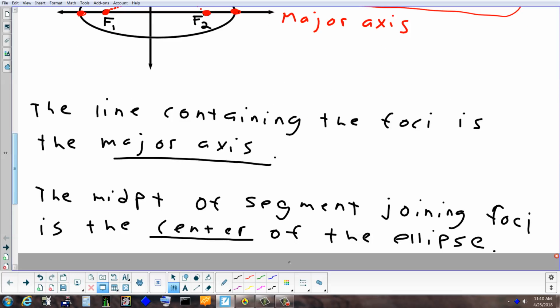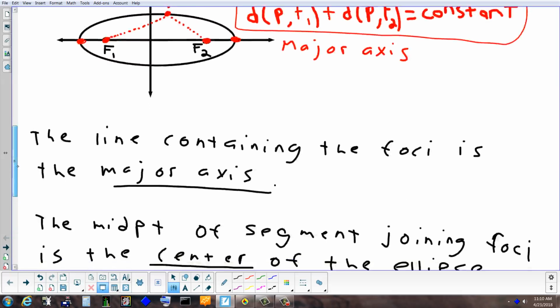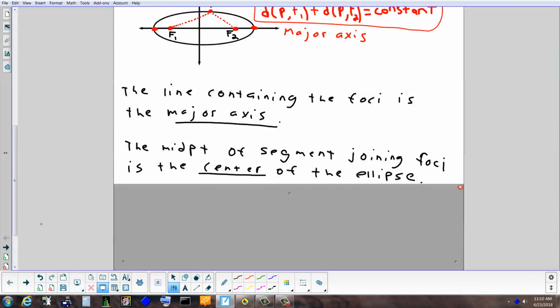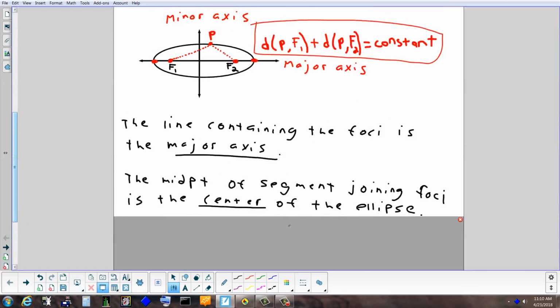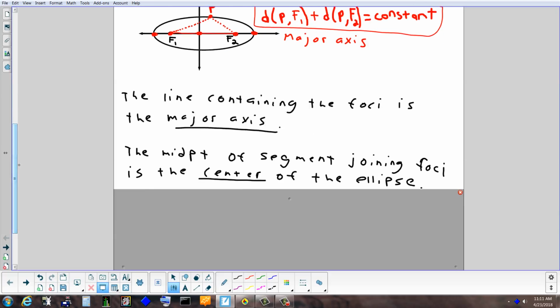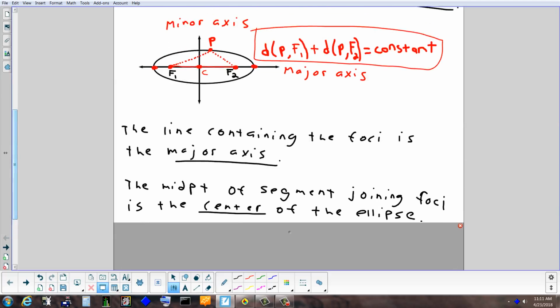If you connect the two foci and find the midpoint, that's called the center of the ellipse. So what does that really mean? Well, if you drew in that line segment from F1 to F2 and found the halfway point between F1 and F2, that's the center. So that's important to remember. The center is always halfway between the foci. So if you know the foci, you know the center. You just have to find halfway between them. I'll just label that C for center.